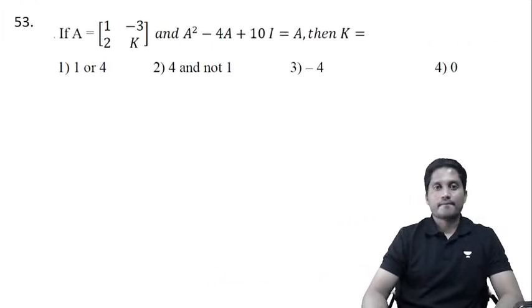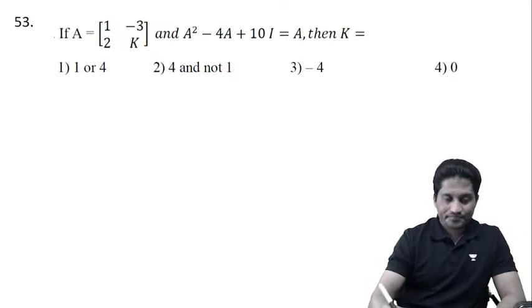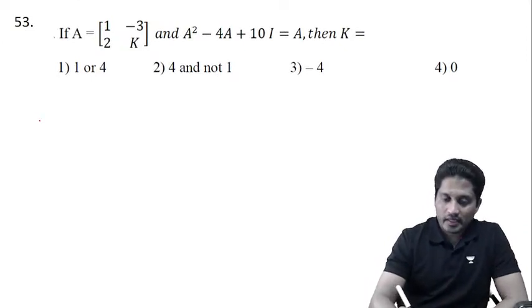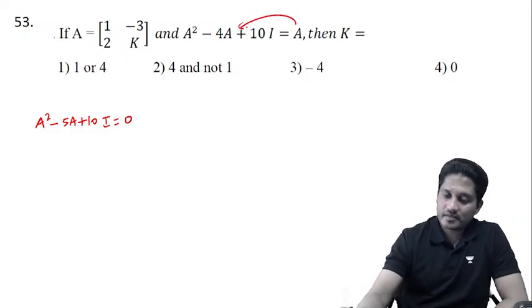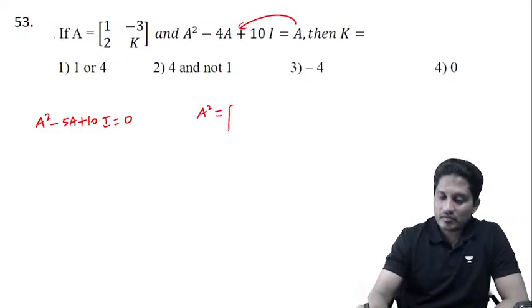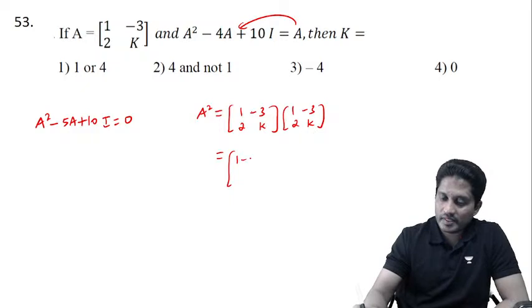Question number 53. I can write this as A square minus 5A plus 10I is equal to 0, right? A square is equal to 1, minus 3, 2, k times 1, minus 3, 2, k. First row first column you will get 1 minus 6. First row second column, minus 3 minus 3k. Second row first column is 2 plus 2k. Second row last column is minus 6 plus k square.